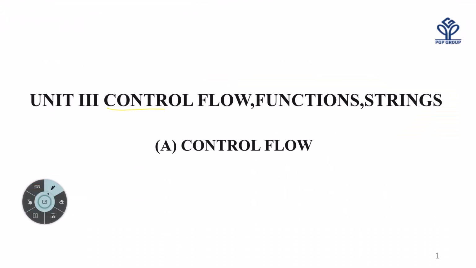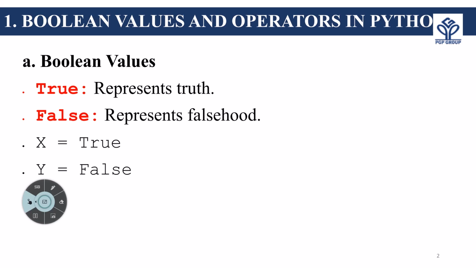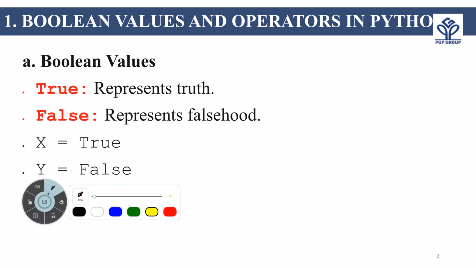Our unit 3 topic is control flow, functions, strings. Today we are discussing control flow, where it is used, and what the purpose of control flow is. In this control flow method we are using two things: first, Boolean values, and second, operators.